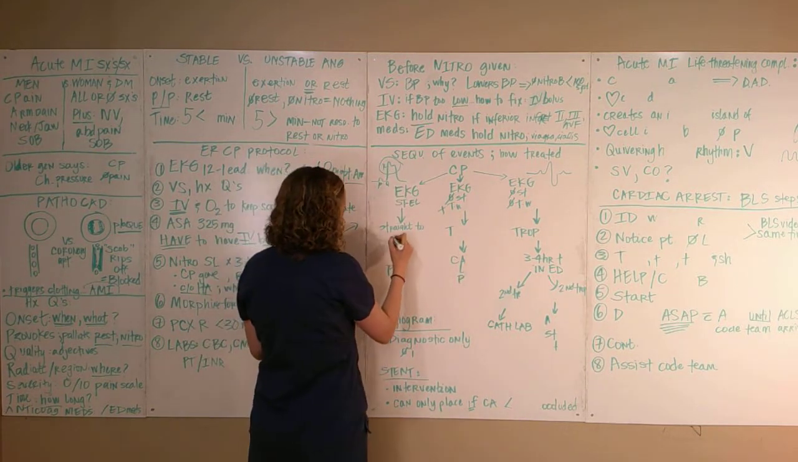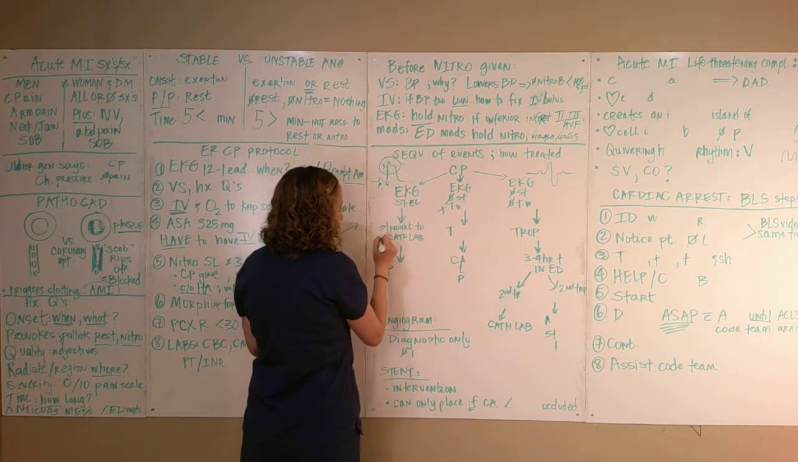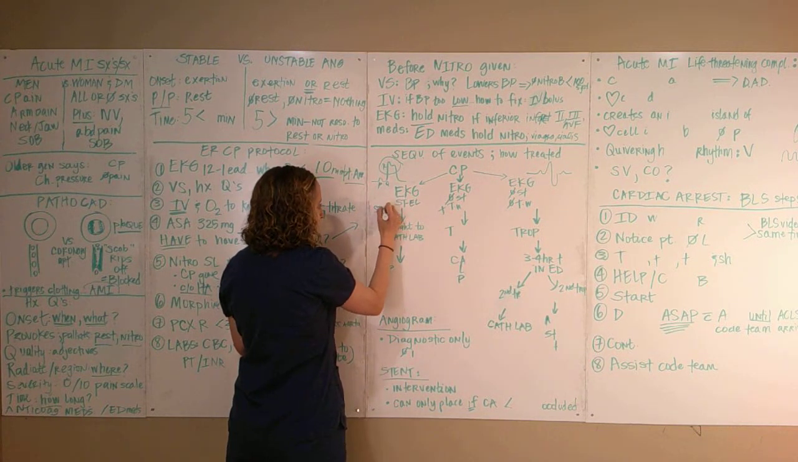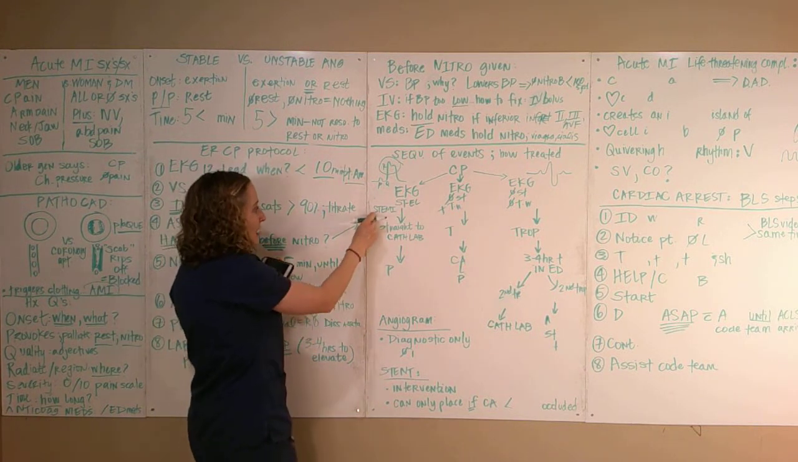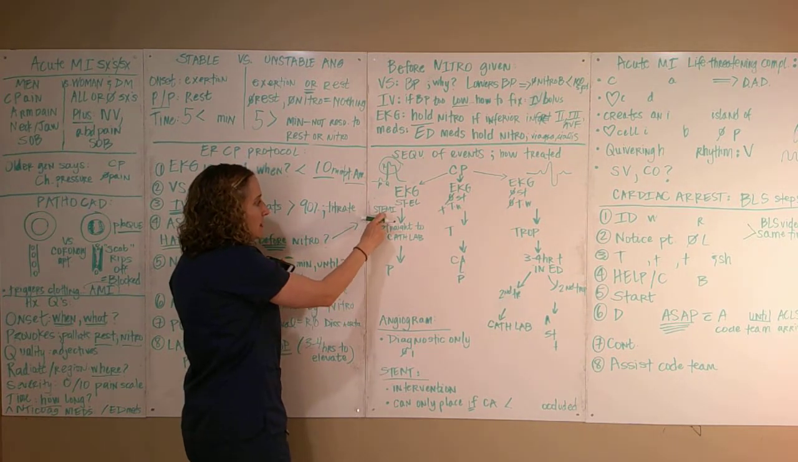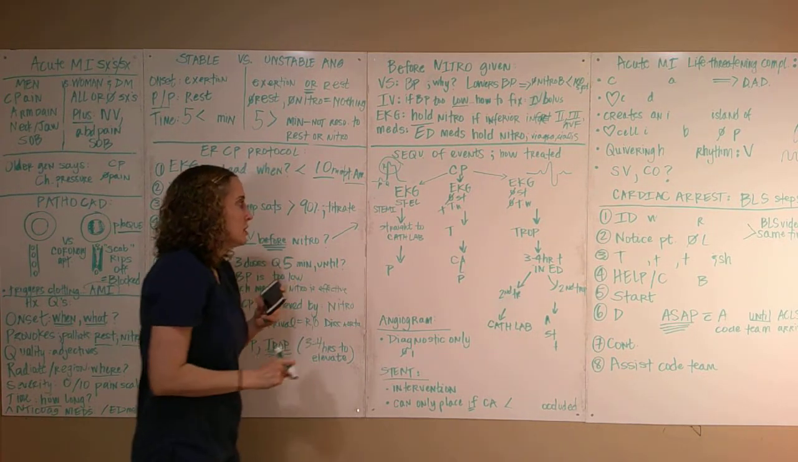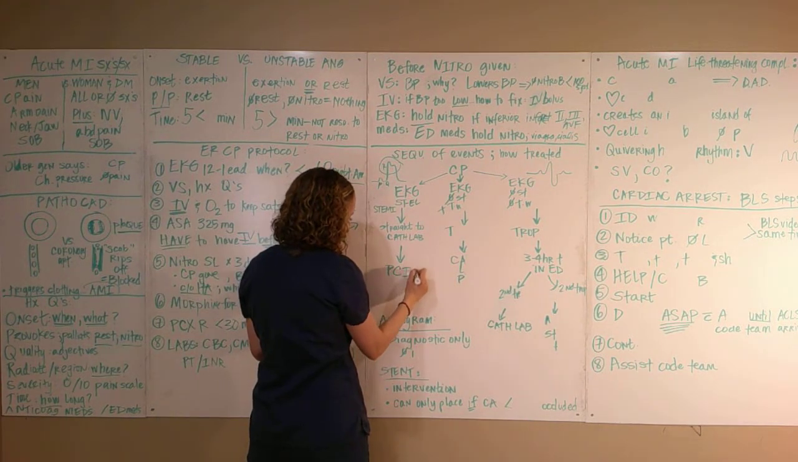So they go straight to the cath lab. This is called a STEMI, right? Because on the EKG, they had an ST elevation MI. That's what it stands for. ST elevation myocardial infarction. So that's our STEMI. So they go straight to the cath lab for PCI, where they get stents, right?